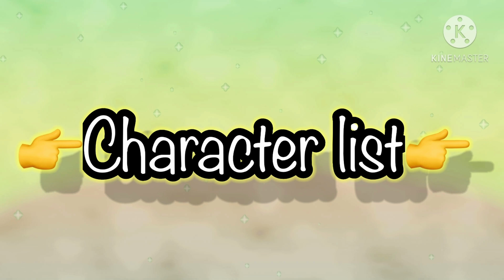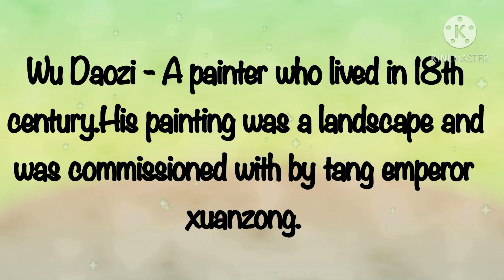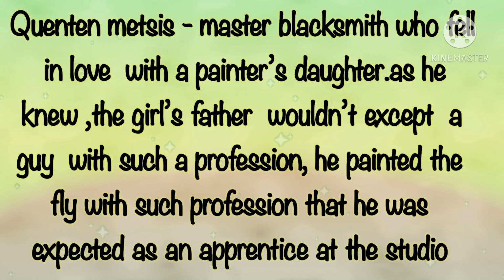It's important to know the characters of the chapter. So let's move on to the character list. Character list. Wu Daozi, a painter who lived in the 8th century, his painting was a landscape and was commissioned by Tang Emperor Xuanzong. Quentin Metsys, a master blacksmith who fell in love with a painter's daughter, as he knew the girl's father wouldn't accept a man with such a profession. He painted a fly with such skill that he was accepted as an apprentice.